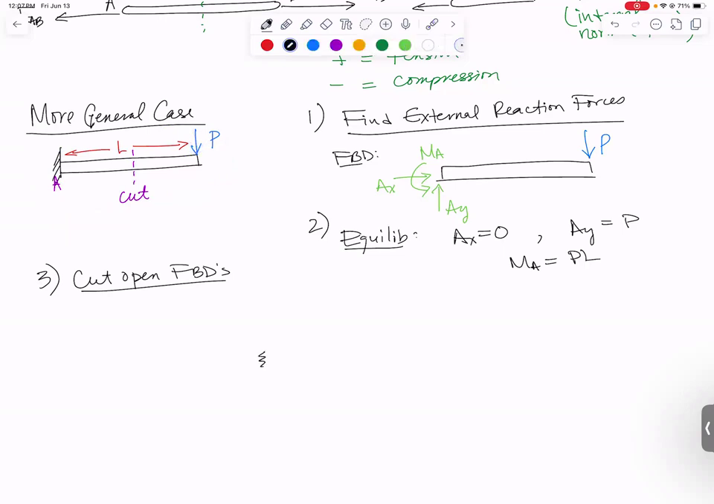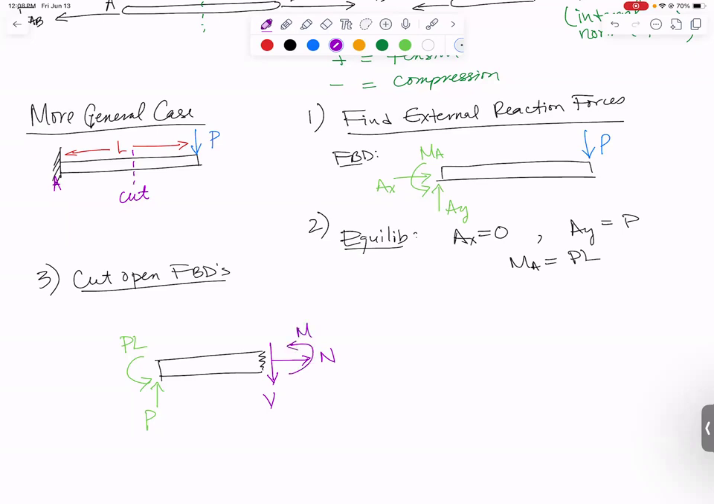If I keep everything to the left of the cut, P doesn't act on this part. P is all the way over here on the right. It doesn't act on this part, but all of these reactions that I just solved for do. So let me draw them on here. We already know what they are. So we'll just call that an upward P. AX was 0, and our couple moment is PL. Okay, that doesn't look like it's in equilibrium to me. So what we need to draw on here at my cut is an unknown normal force out and away from the cut. I'm going to draw an unknown force parallel to the cut. And I'm going to draw an unknown internal moment, M.